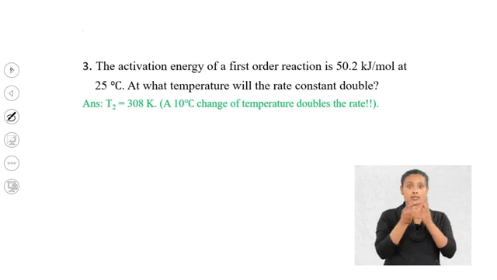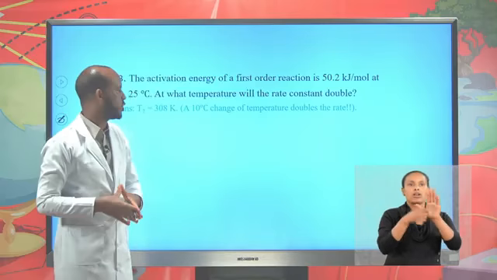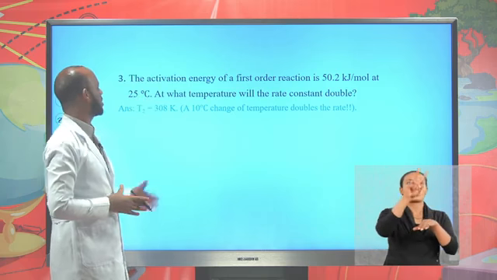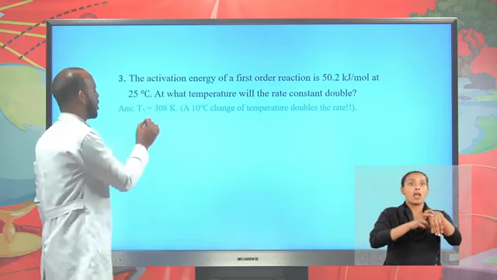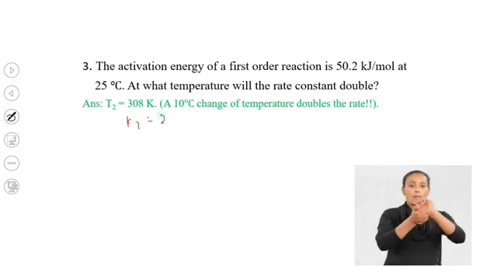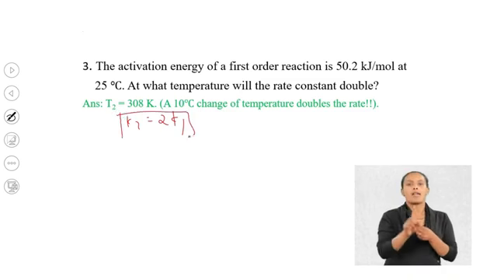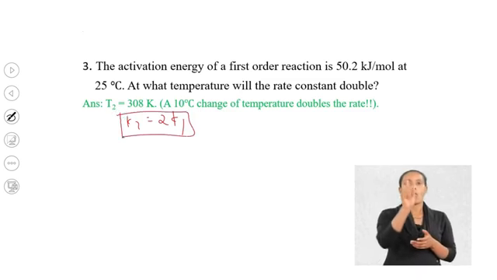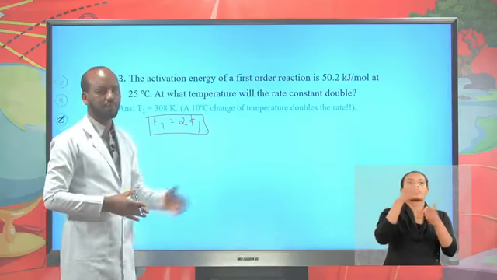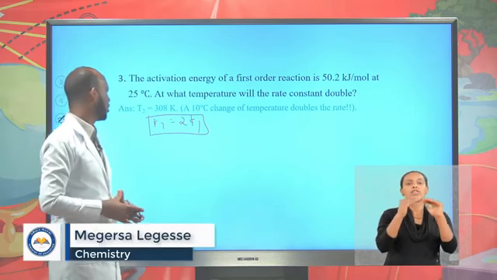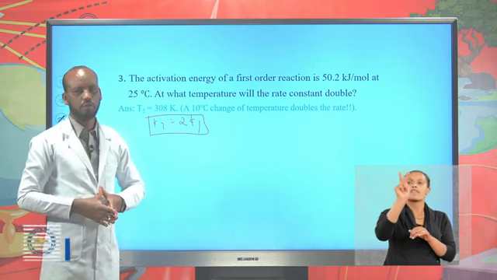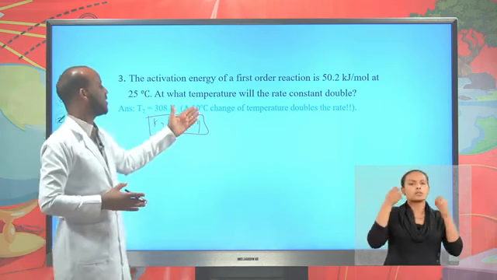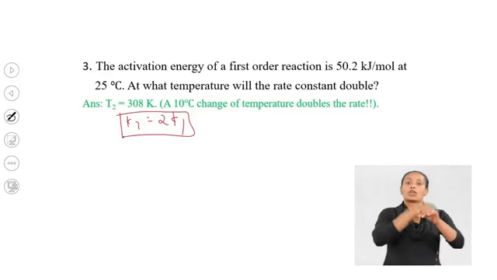3. The activation energy of a first order reaction is given. Activation energy is given at 25 degrees centigrade. At what temperature will the rate constant double? At what temperature does K2 become 2 times K1? Again, substituting the given values in the equation, you get T2, 308 Kelvin. From this, what do you understand? A 10 degree centigrade change of temperature doubles the rate.